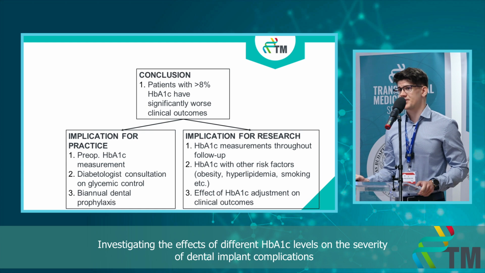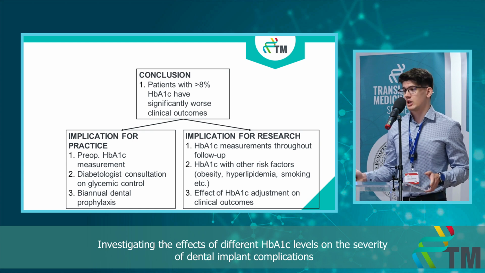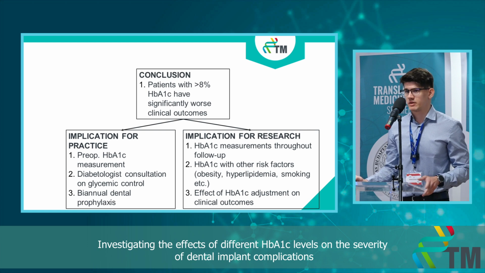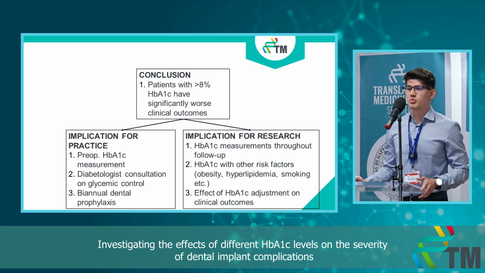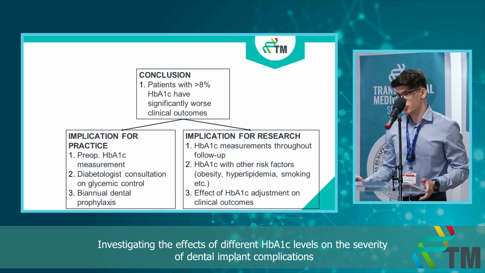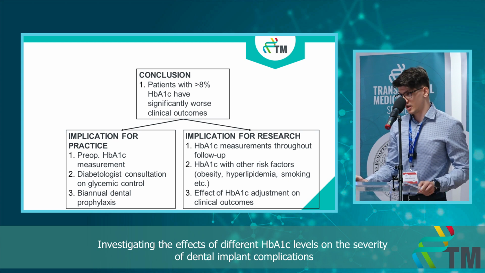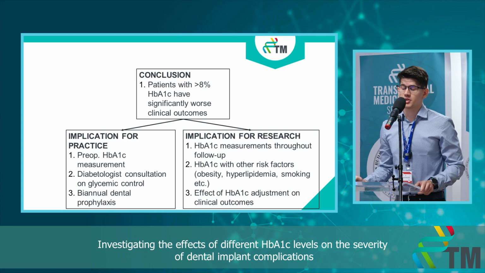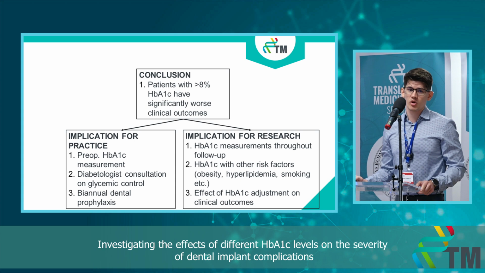In conclusion, we can say that patients with worse than 8% HbA1c level have significantly worse clinical outcomes. Therefore, we can suggest for patients who plan to receive dental implants to do preoperative HbA1c measurements. With this, we can identify poorly controlled patients and patients with underlying diabetes mellitus, and if necessary, we can suggest diabetologist consultations as well. Moreover, we can suggest more rigid biannual prophylaxis for patients with risk factors as well.